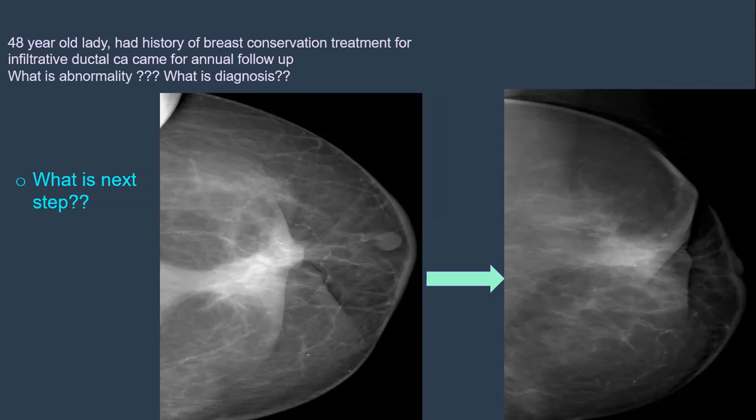Upgrade it. Are you sure there is no underlying residual or recurrence? You have to do a spot compression view to see if there is an underlying mass. Okay, there was no spot compression view. I have to do MRI.